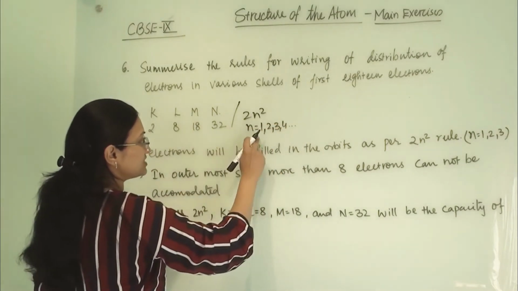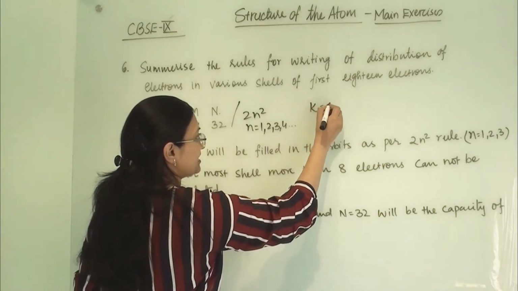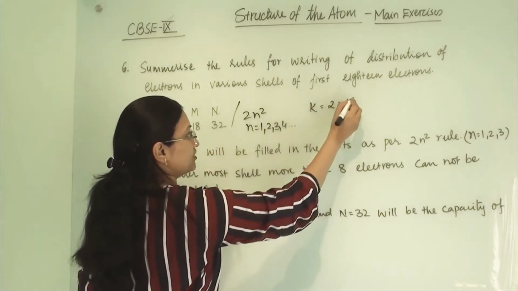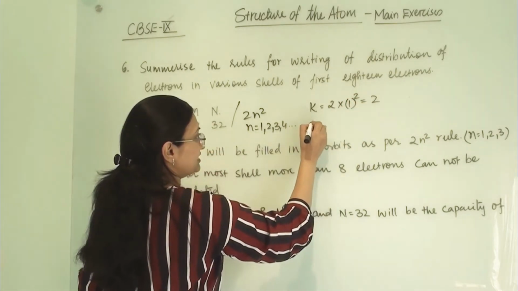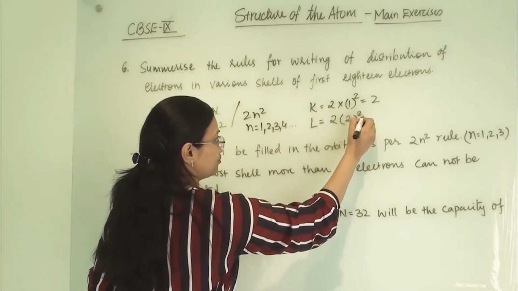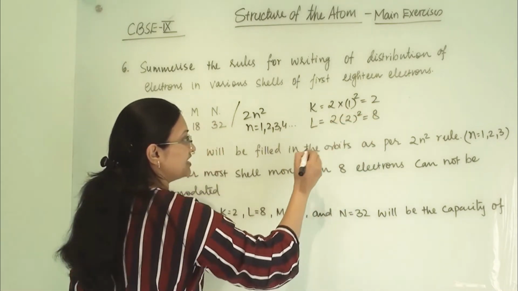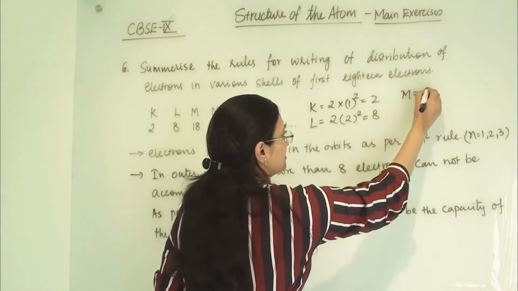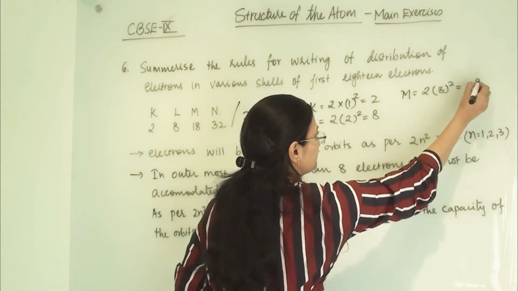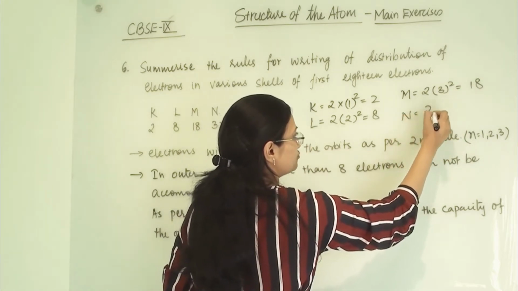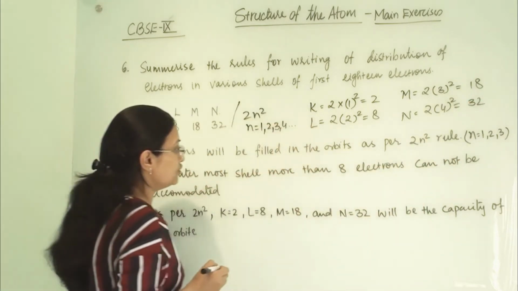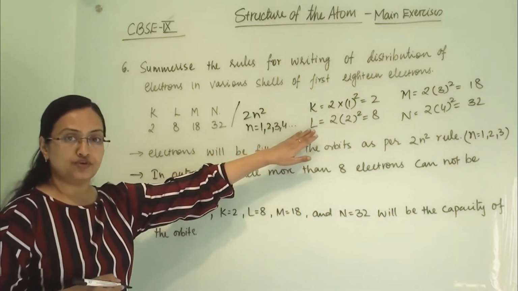So according to this, when we are writing K equals 2n², we are taking n = 1. So K is 2. Then similarly L, 2 into 2², so it will be 8. Then M, 2 into 3², it will be 18. And N equals 2 into 4², it will be 32. So these are the capacities of the orbitals.